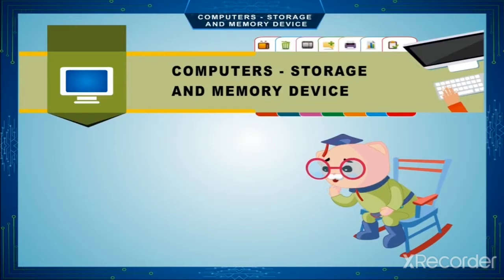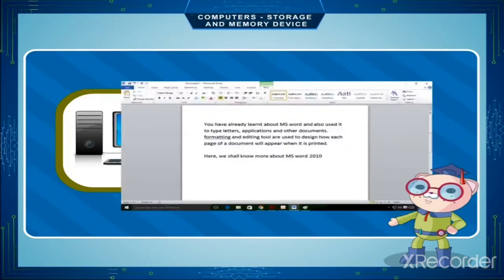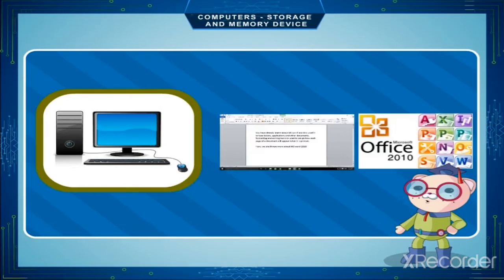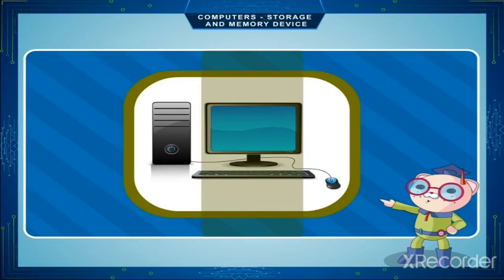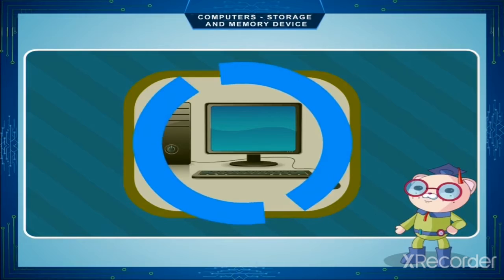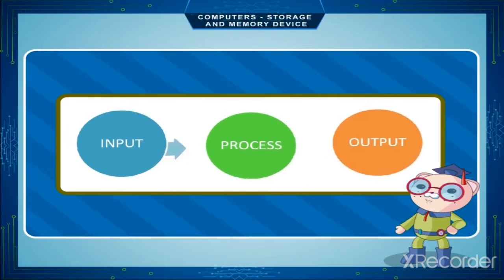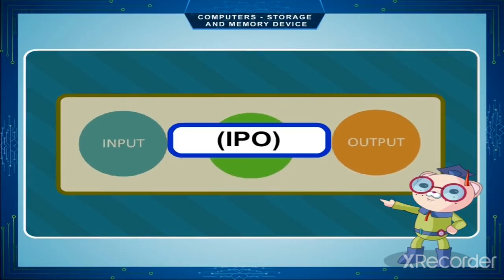Computers, storage and memory device. Computer. A computer is an electronic device that processes raw data with the help of a program and produces meaningful information. These functions are performed in a cycle called input, process, output cycle or IPO.